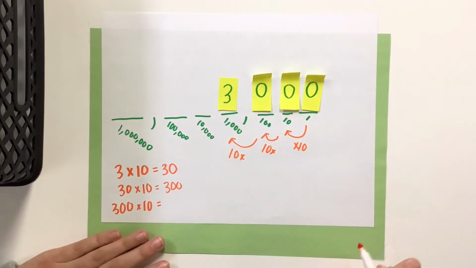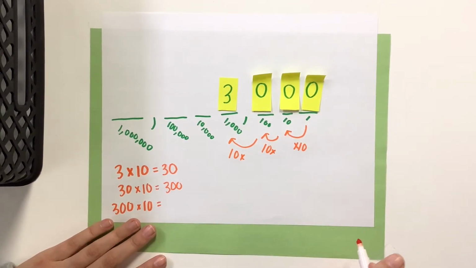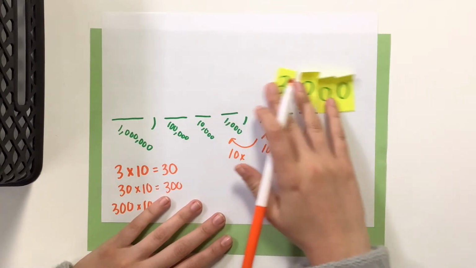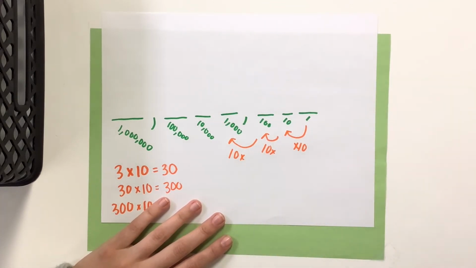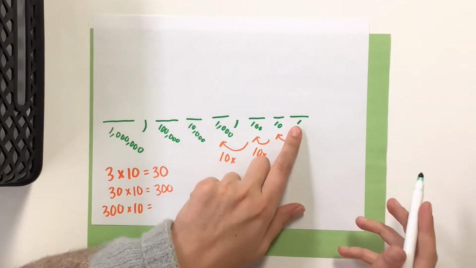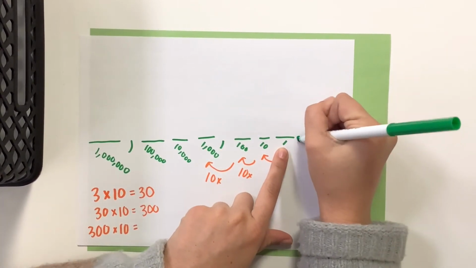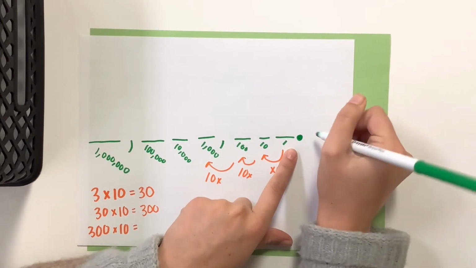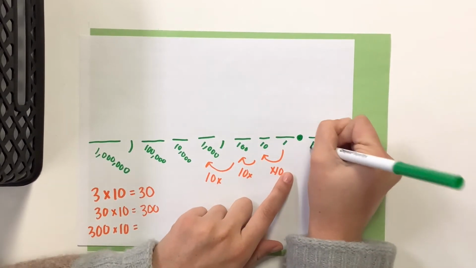Now, I bet you're wondering if this also happens when we include decimals. So if we add our decimals to this place value chart, so here's our ones place, so we know our decimal always comes after our ones place. And then we have our tenths place.